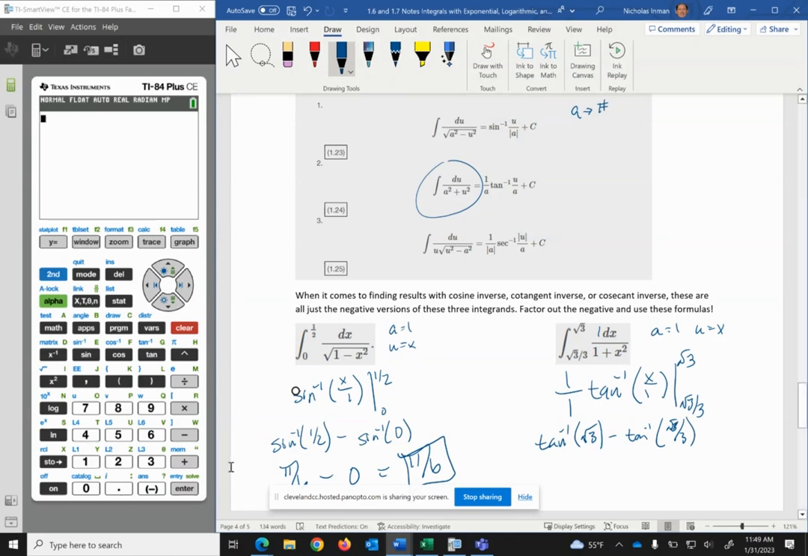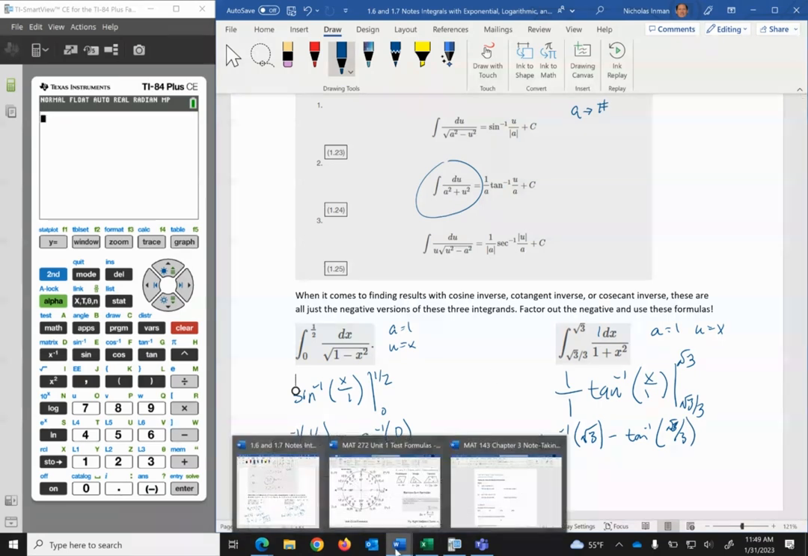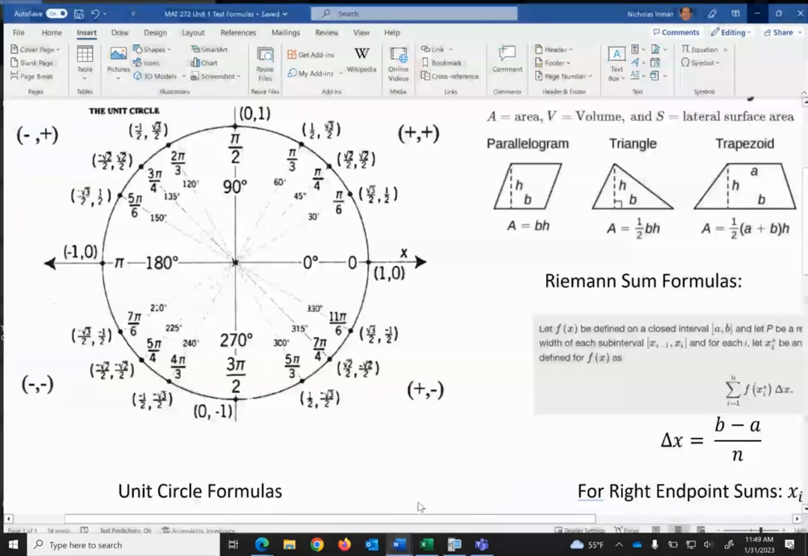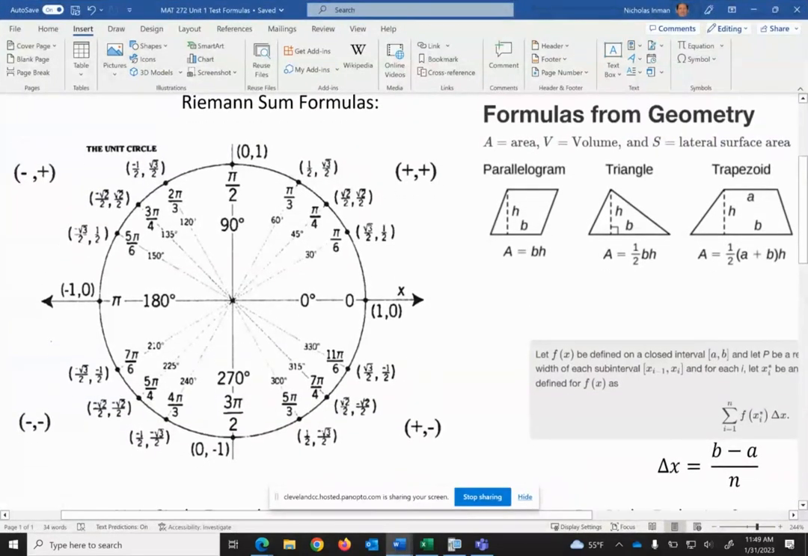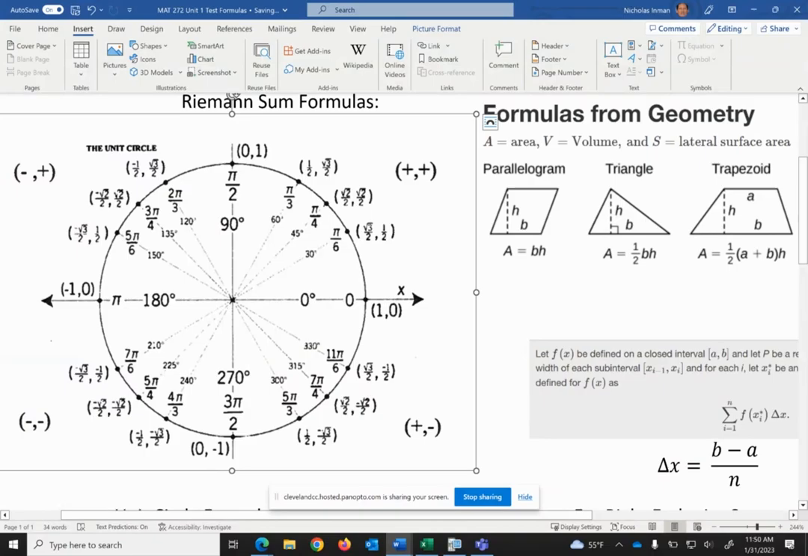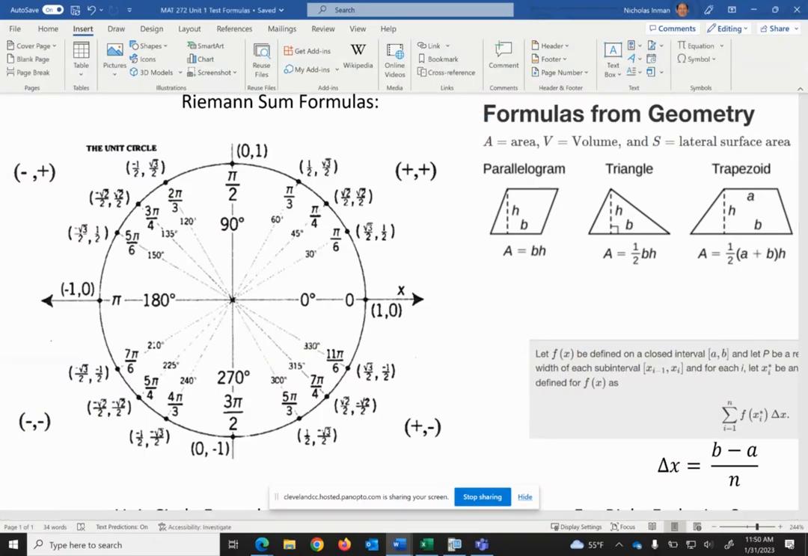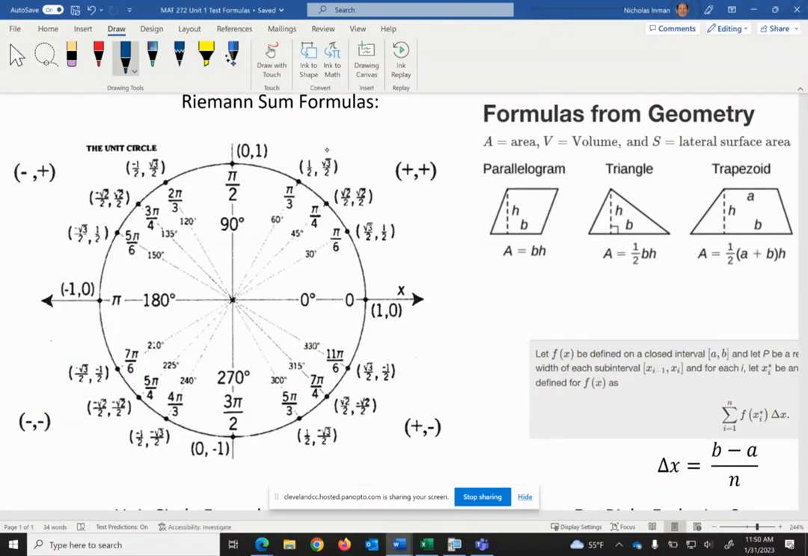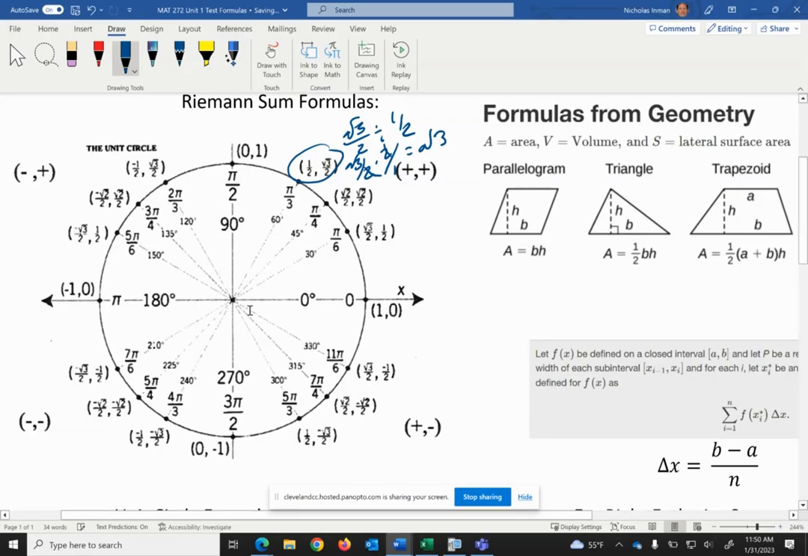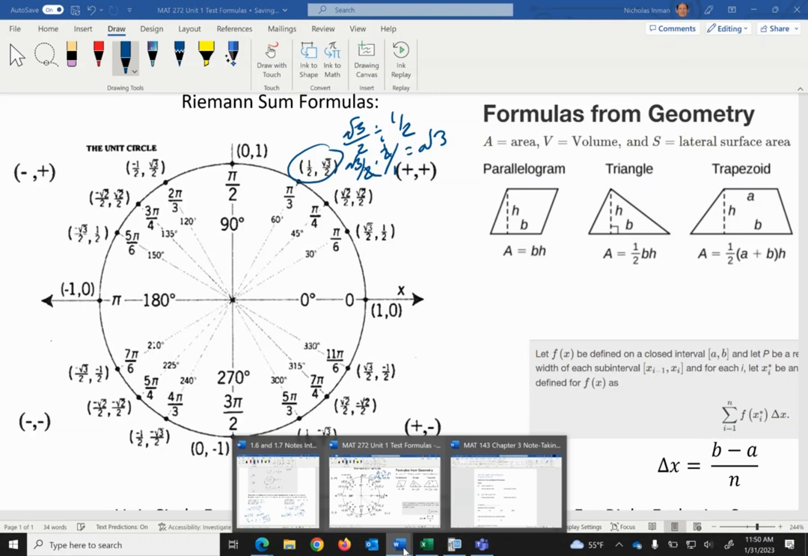Remember, tangent is a y divided by an x. So I'm looking for a y divided by x that gives me radical 3. Well, when I take a y divided by an x and I want a radical 3, that's going to be that coordinate pair right there. If I do the square root of 3 over 2 divided by 1/2, same change flip, so radical 3 over 2 times 2 over 1. That's the radical 3 that I need. So tangent inverse of radical 3 is pi over 3.